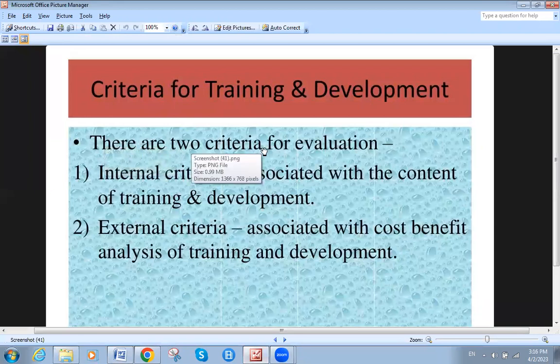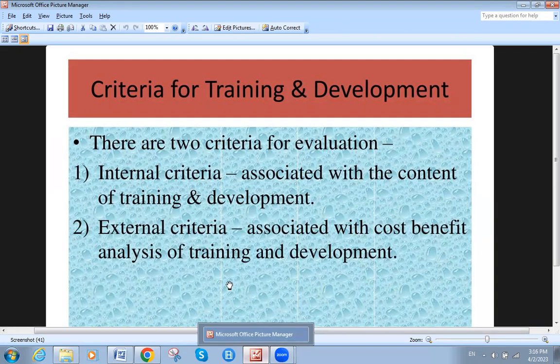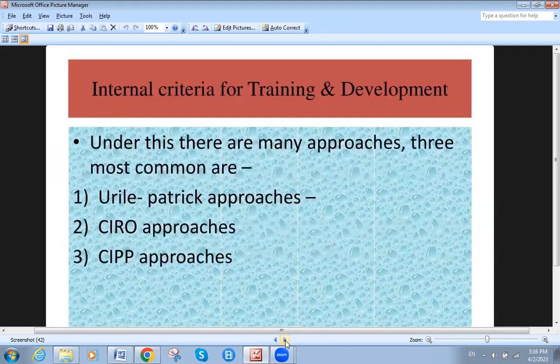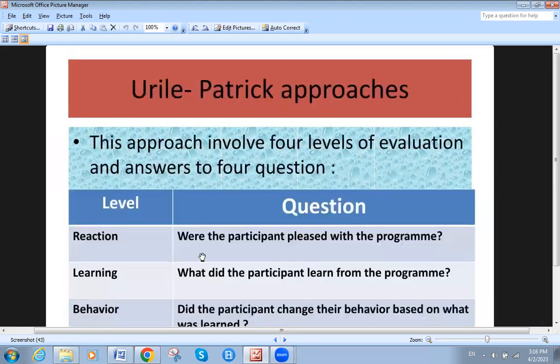Let me remind you that we have two criteria for evaluation for training. Internal criteria associated with the contents of the training and development, and external criteria associated with the cost-benefit analysis of training and development. So the first one is contents, and the second one is cost and benefit analysis of the training and development. And each one of them, like we said before, the first one, the internal, includes Kirkpatrick approaches, CIRO approaches, and CIPP approaches. All this is in the internal.